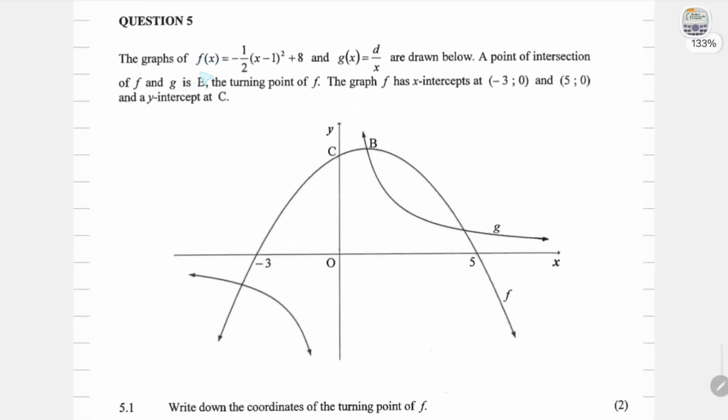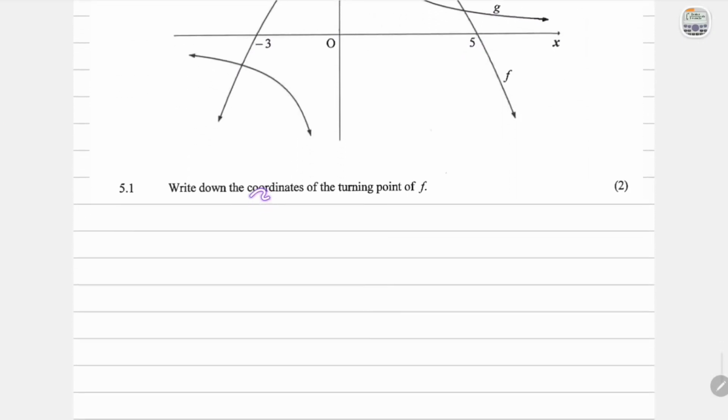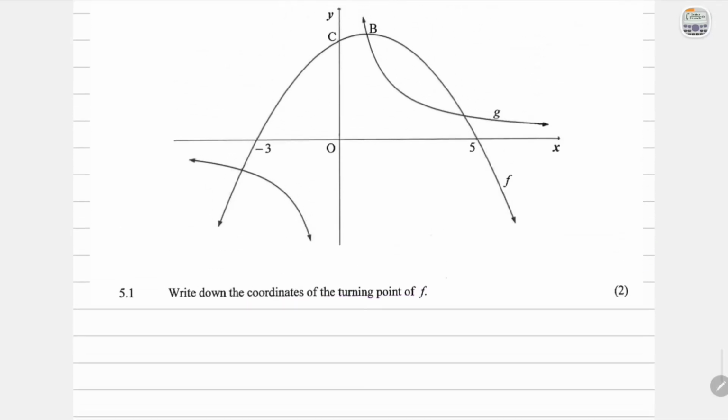Question 5 says the graphs of f, which is -1 over 2, and you can see this is a parabola, and g of x, which is a hyperbola, are drawn below. A point of intersection of f and g is B, as we can see over there, and the turning point of f. So at least we know one point on this graph of g. The graph of f has x-intercepts -3 and 0, and 5 and 0, and a y-intercept at C. And the first question is to write down the coordinates of the turning point of f.